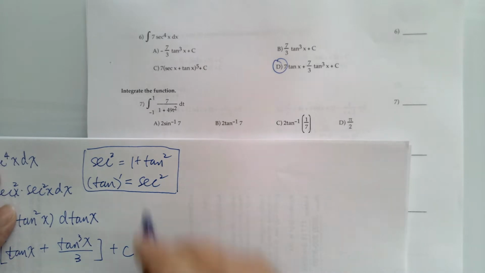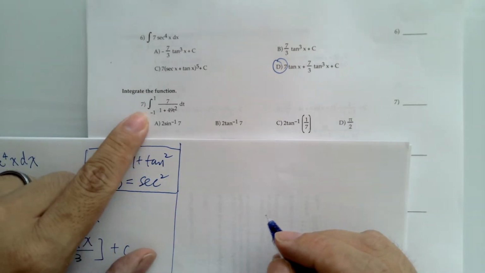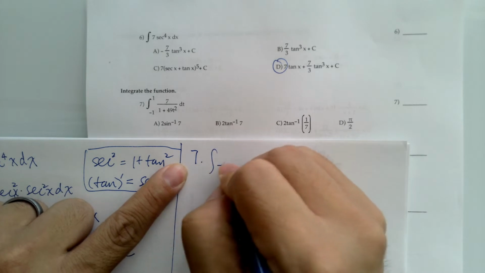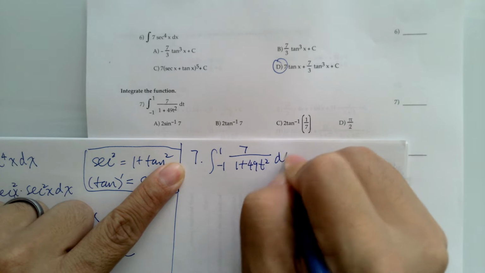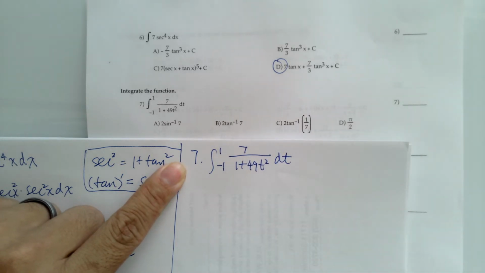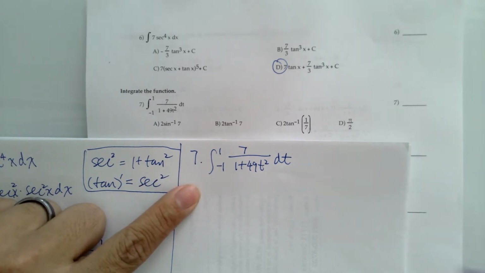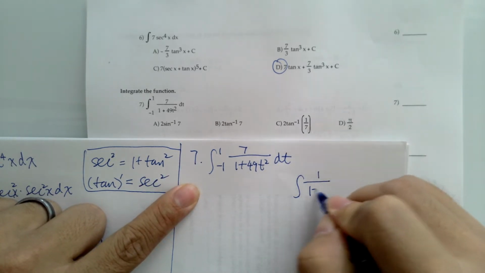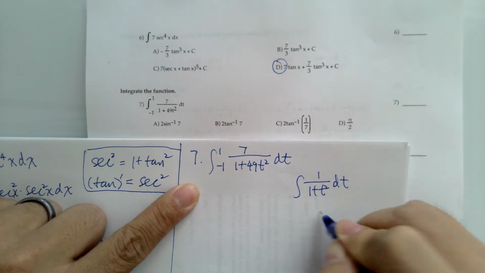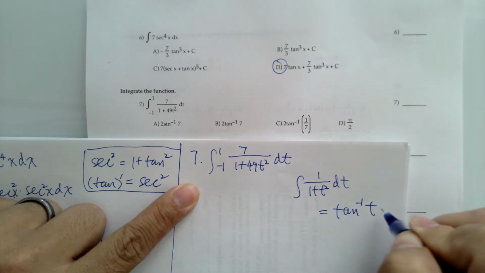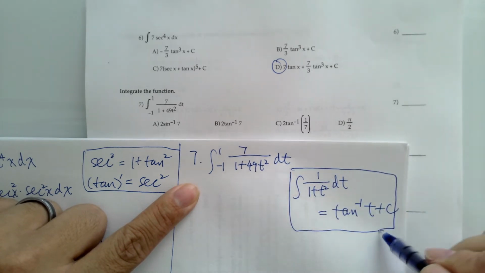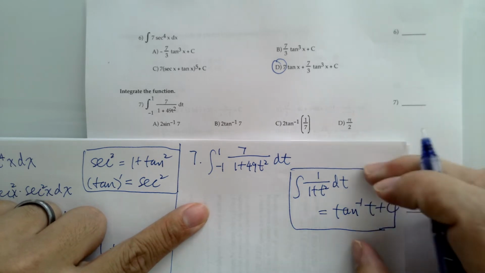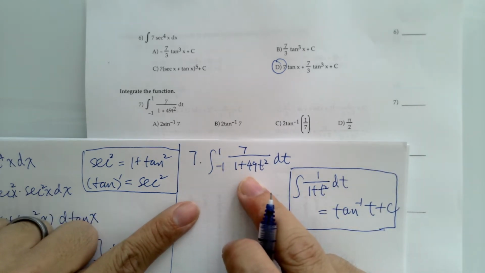Number 7, it's okay, the integral of 7 over 1 plus 49 t squared dt. So to handle number 7, one thing you need to know is the integral of 1 over 1 plus t squared dt equals tan inverse of t plus constant c. So that's the first thing you need to know ahead. Once you get that, this one is super simple.